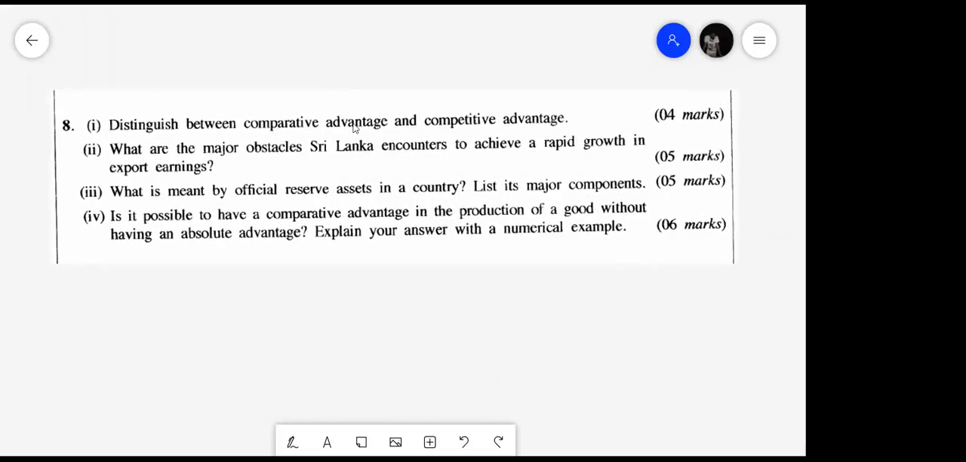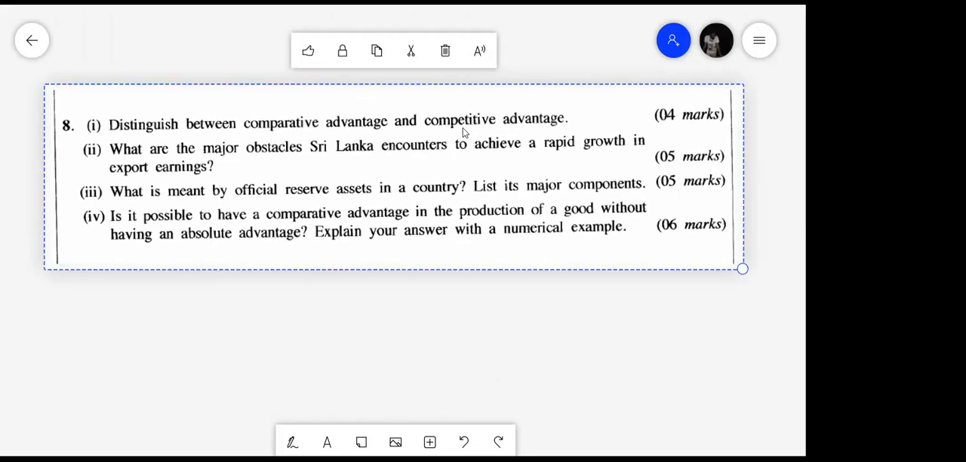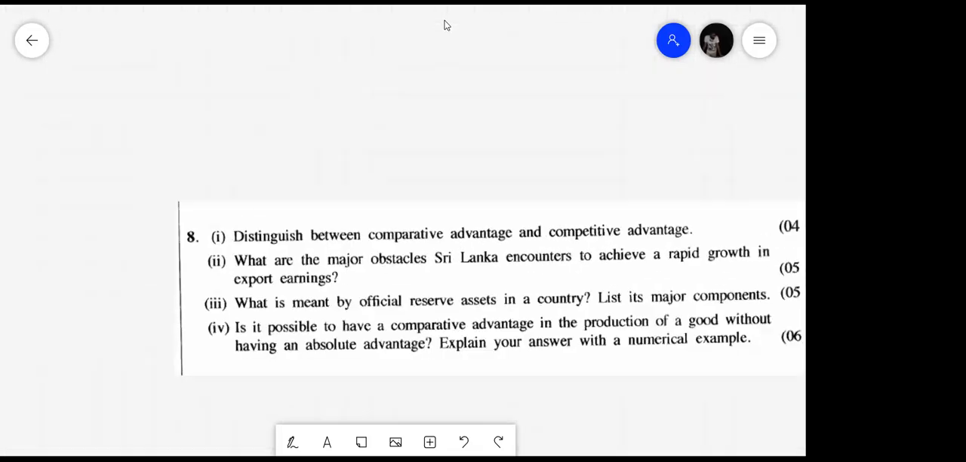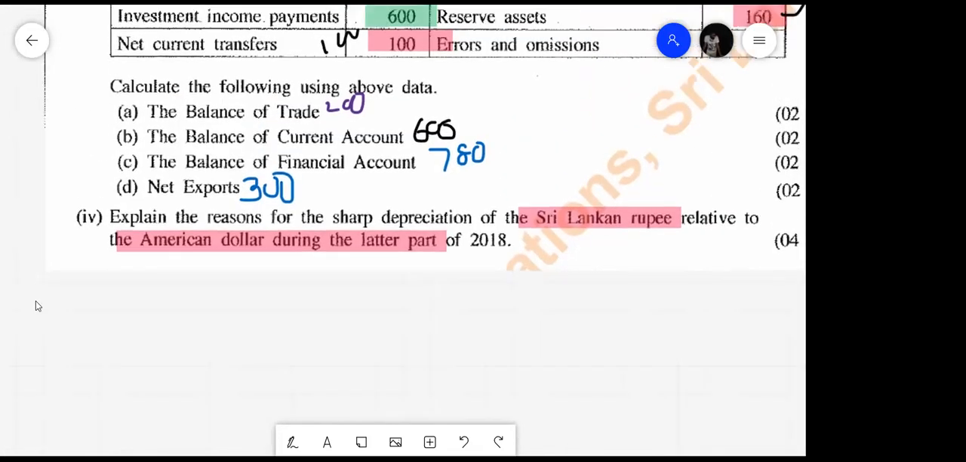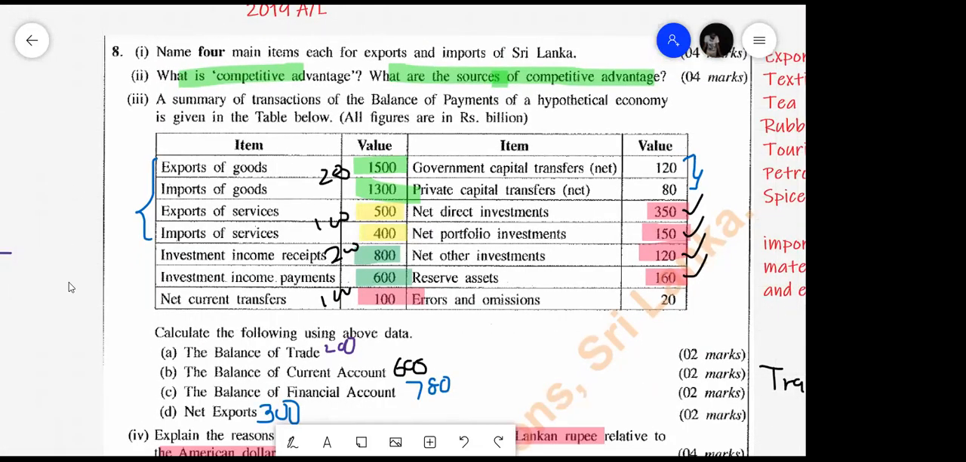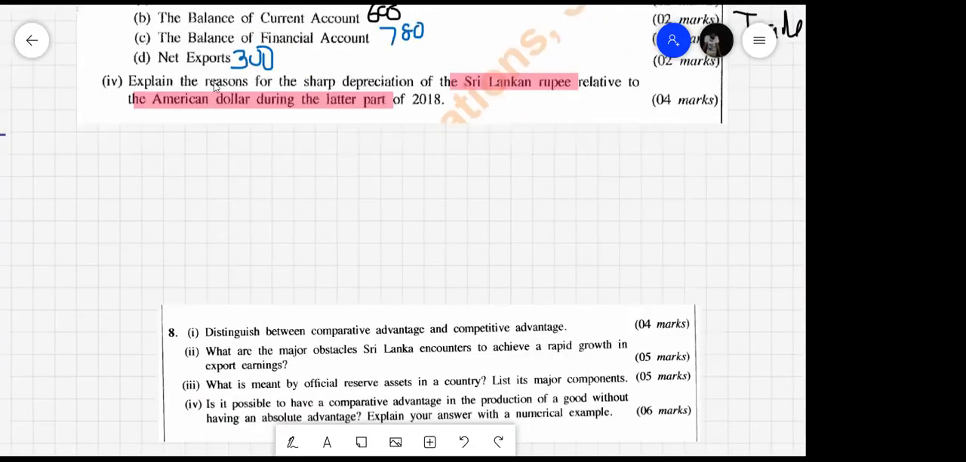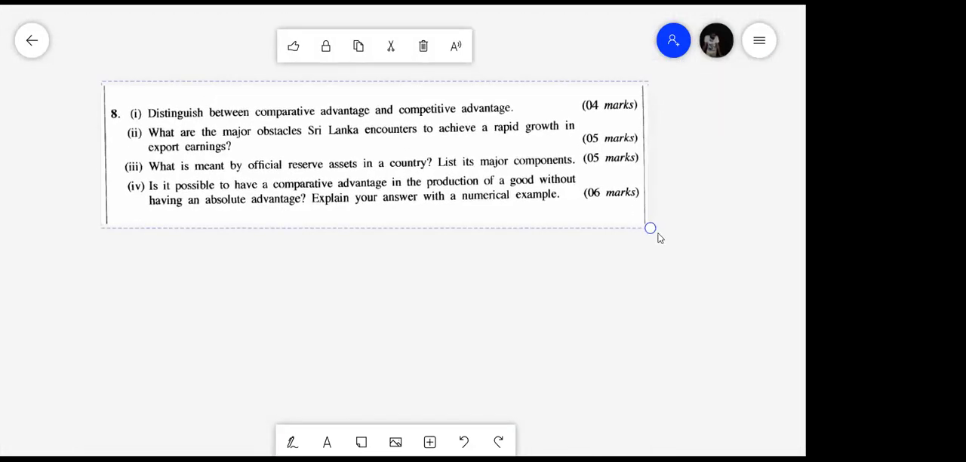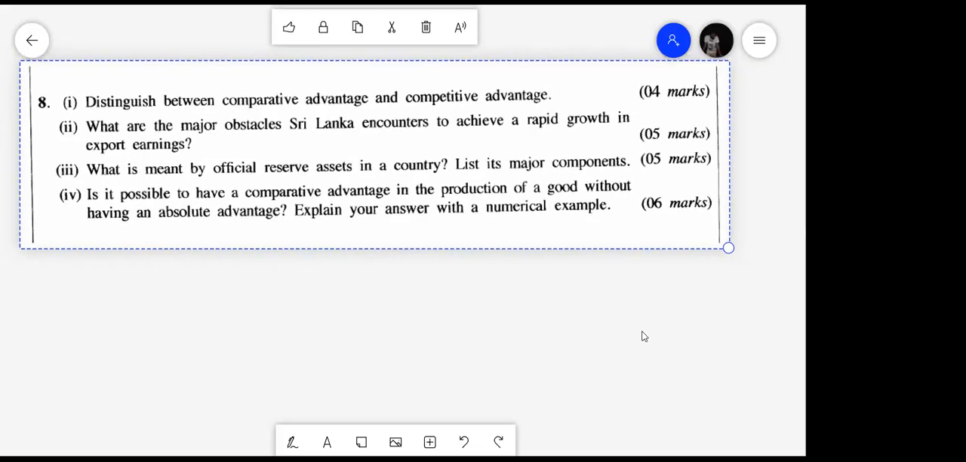Distinguish between comparative and competitive. Can you see? It was there in 2019 also, it was there in 2020 also. The main reason is because in 2019, almost everyone got it wrong. In 2019, all of a sudden they gave this story of competitive advantage. Now see, the previous paper had this. See, competitive advantage 2019. Again in 2020, they repeated the same thing. See, because why? A lot of people confuse comparative with competitive.